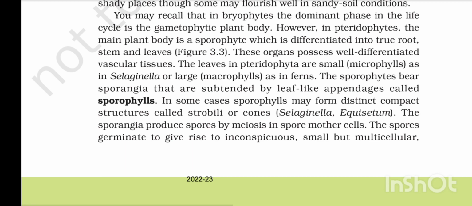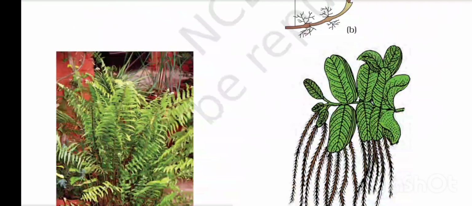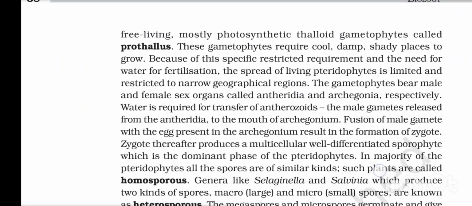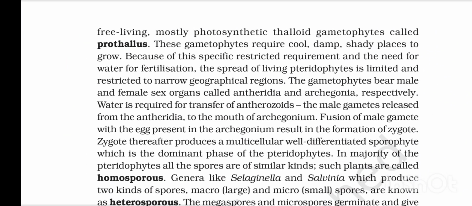The spores germinate to give rise to inconspicuous, small but multicellular, free-living, mostly photosynthetic thalloid gametophytes called prothallus. These gametophytes require cool, damp, shady places to grow. Because of this specific restricted requirement and the need of water for fertilization, the spread of living pteridophytes is limited and restricted to narrow geographical regions.